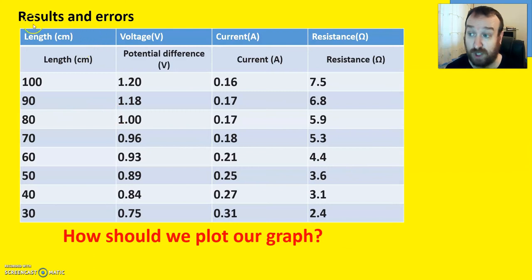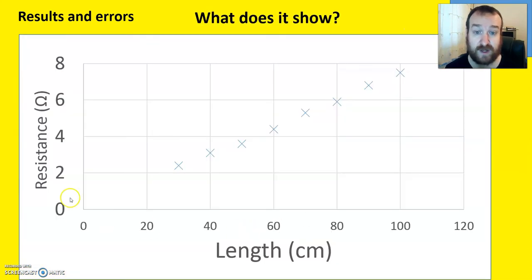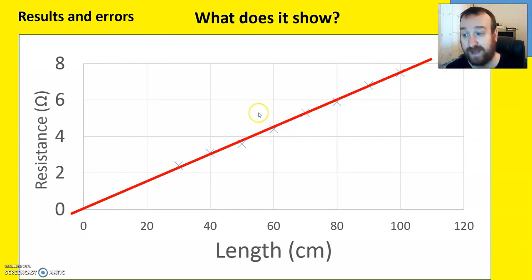We're going to plot the length in centimeters along the bottom of my axis, and the resistance in ohms. This is the plot we get. We've got length along the bottom from 0 to 100, and resistance from 0 to 8. We can add a trend line to this, a line of best fit, and that goes through 0 and goes through all of my points. You need to be able to describe what type of graph this is.